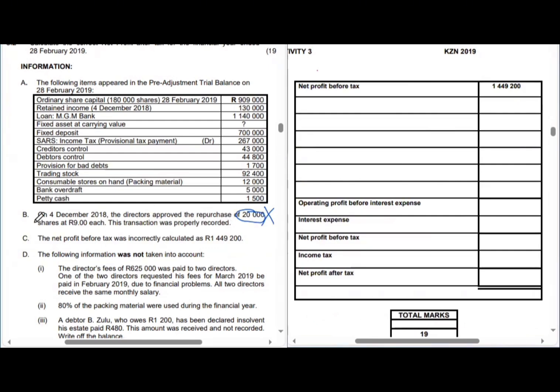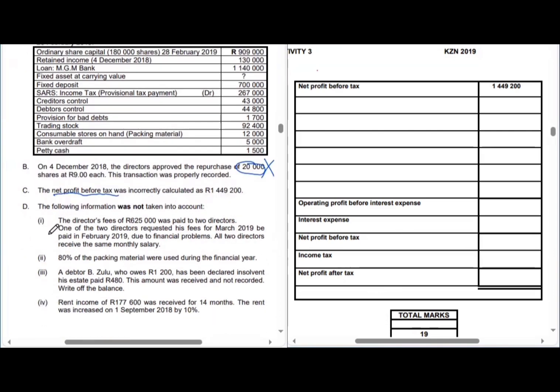And then information C, the net profit before tax was incorrectly recorded as 1,449,200. So they have provided us with the net profit before tax, as how much? 1,449,200. And then under our answer sheet, it has already been provided and recorded. So thank you. And then we are going to continue with our transaction.